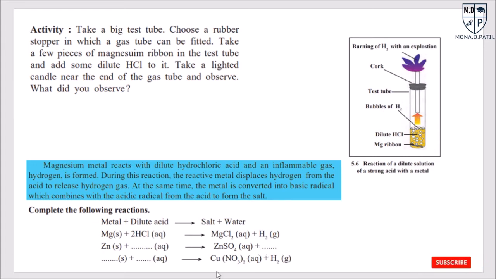Okay. Next, the metal and dilute acid are not given, but here Cu(NO3)2 is given, meaning copper is the metal and NO3 attached with hydrogen means nitric acid will react with the metal copper and obtain the salt copper nitrate, and hydrogen gas will evolve.